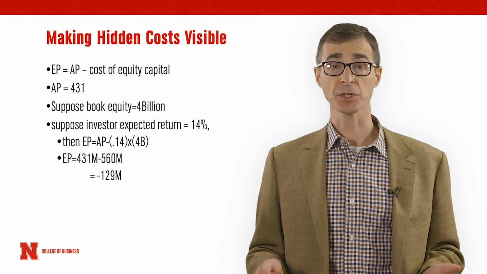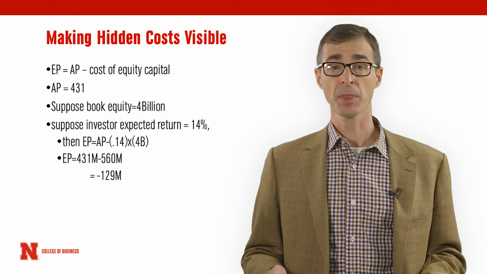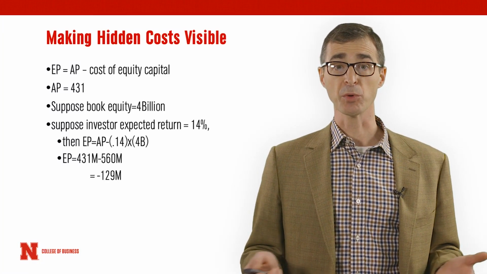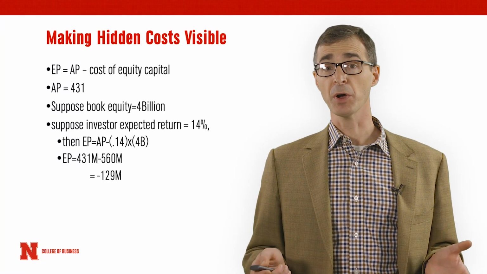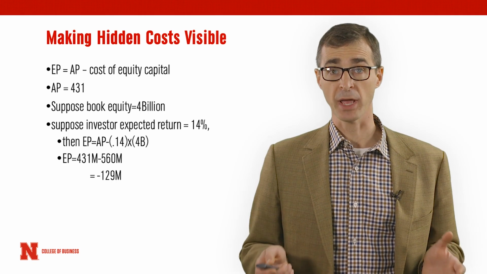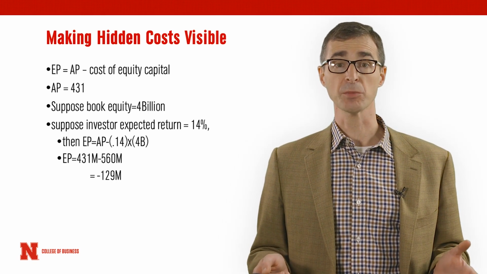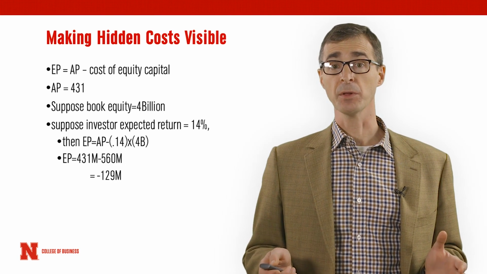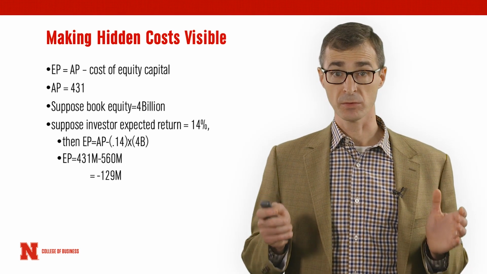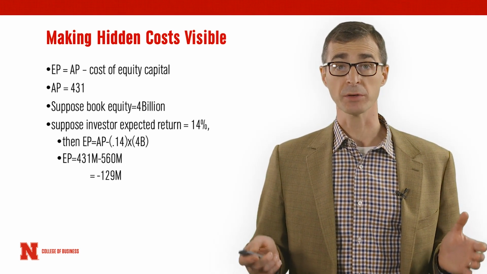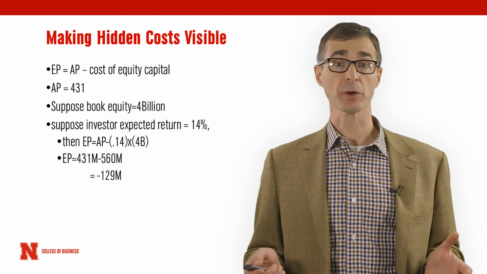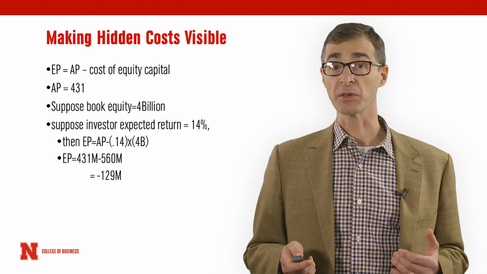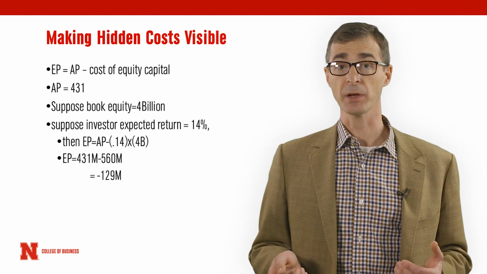It's typically a function of the riskiness of the firm, the interest rate on the risk-free asset, and the expected return on a broad market portfolio. Let's suppose that the required rate of return for equity is 14%. The dollar cost of equity capital is calculated as the amount of equity, 4 billion, times the required rate of return, 14%. In this case, that works out to be 560 million British pounds.